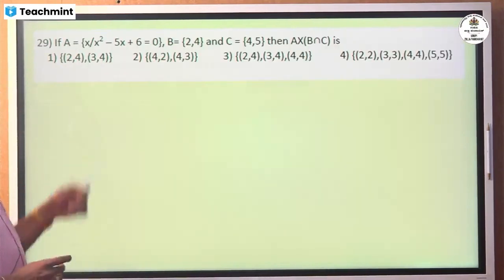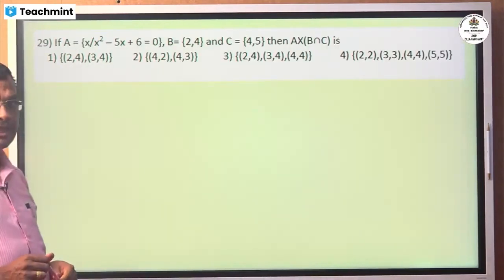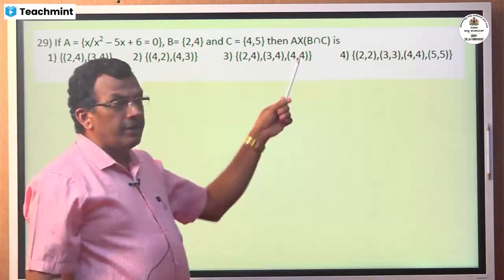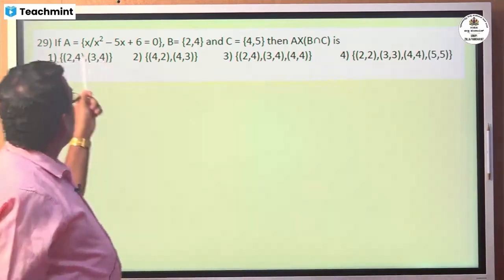A is given, B is given. Then A cross B intersection C is... First you have to write the set A.